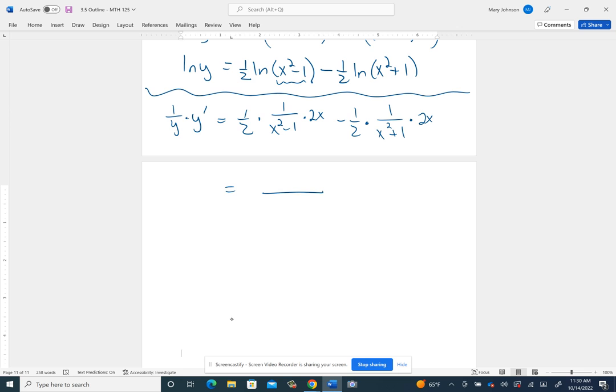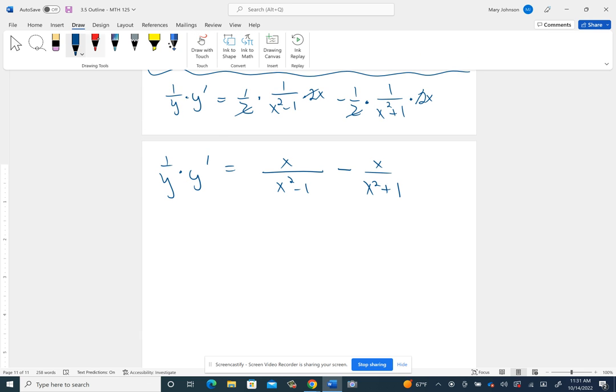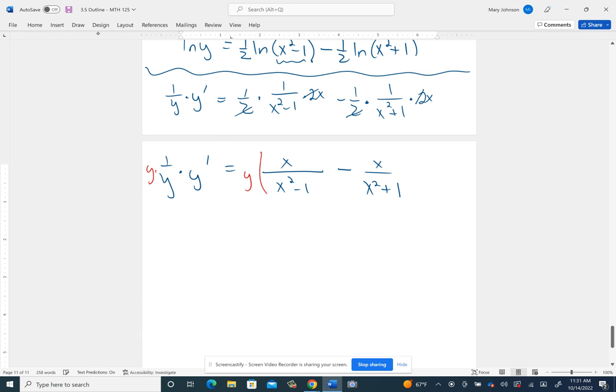Okay, clean that up a little bit. So 2's cancel. I get x over x squared minus 1 minus x over x squared plus 1. And over here, I still have that 1 over y times the y prime. Okay, so I want to think about multiplying both sides by y. That knocks out this, and I'm left with the y prime equaling, and then in place of the y, go back to the original problem and put it, except I'm going to put it with the exponential notation and that idea that we can apply that 1/2 to both.